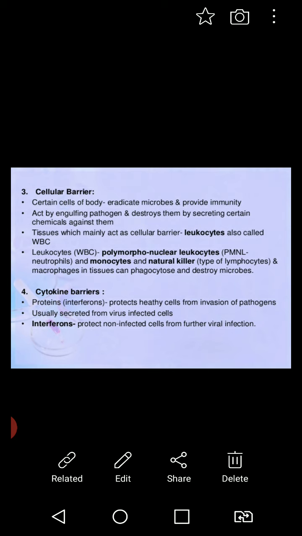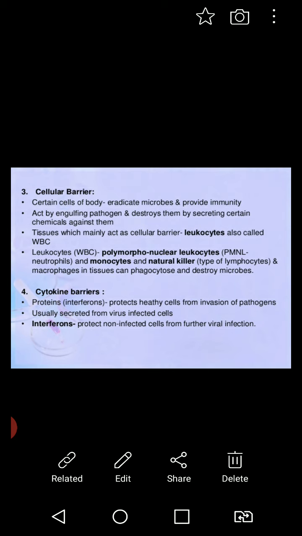Some other cells are also involved in cellular barriers. They are natural killer cells. It is a type of lymphocyte in the blood, and macrophages in tissues. Once again, what are the cellular barriers available in our body? WBCs like polymorphonuclear leukocytes, which means neutrophils, monocytes, and natural killer cells, a type of lymphocytes in the blood, and macrophages in tissues.